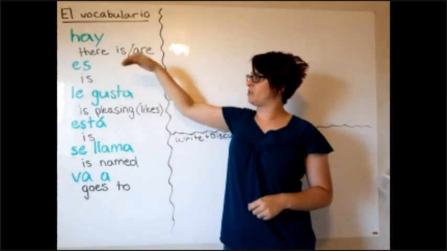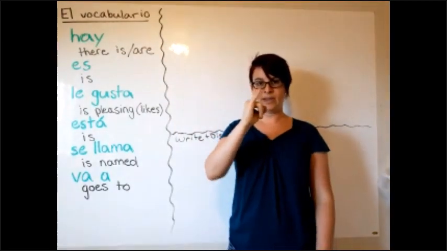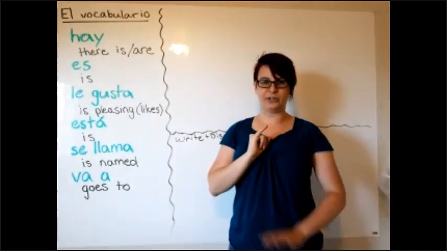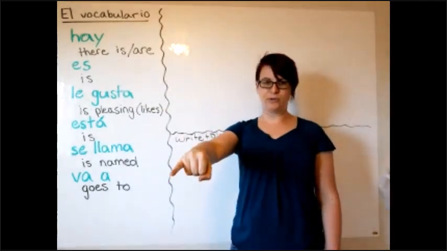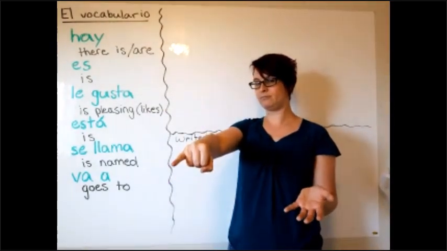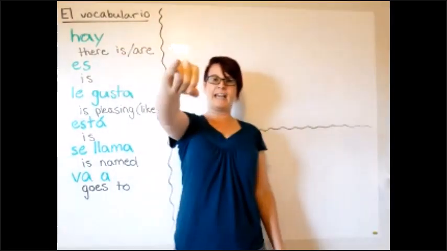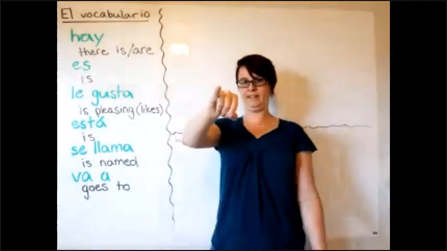And my action for this one is we make a sign language I. This is the letter I. And I point to things. So I might point, you can't see it right now, but in my office, I could point and say, hay una guitarra, which would mean? There is a guitar. Good job. Hay una computadora. There's a computer.